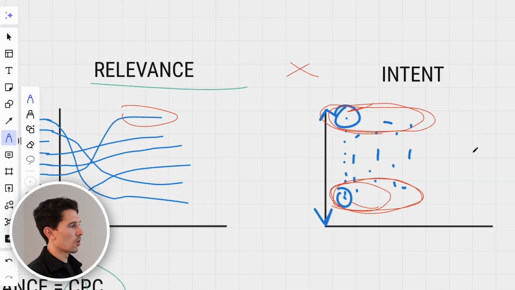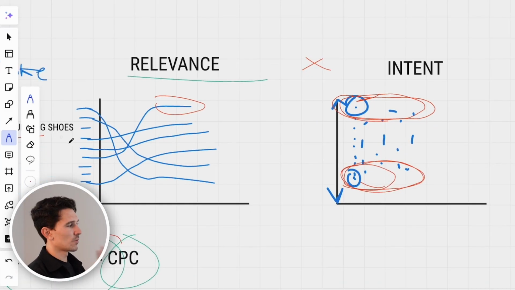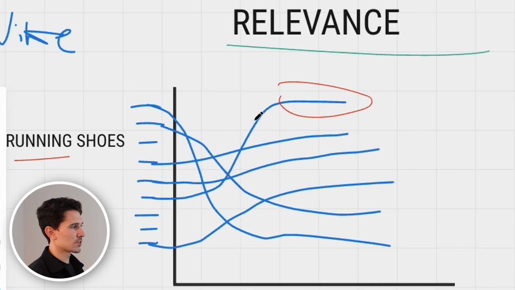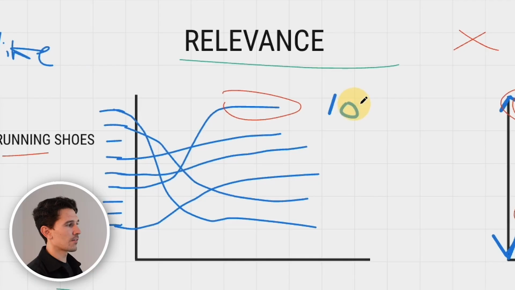We now have our relevance and we have our intent. We have someone who types in running shoe. That person types in running shoe and a bunch of advertisers show up. The first advertiser has the highest relevance. That means it's actually cheaper. So this is a lower cost per click. If you have a very, very high relevance, you get a very, very cheap click. High relevance equals low CPC. Low relevance equals high CPC.